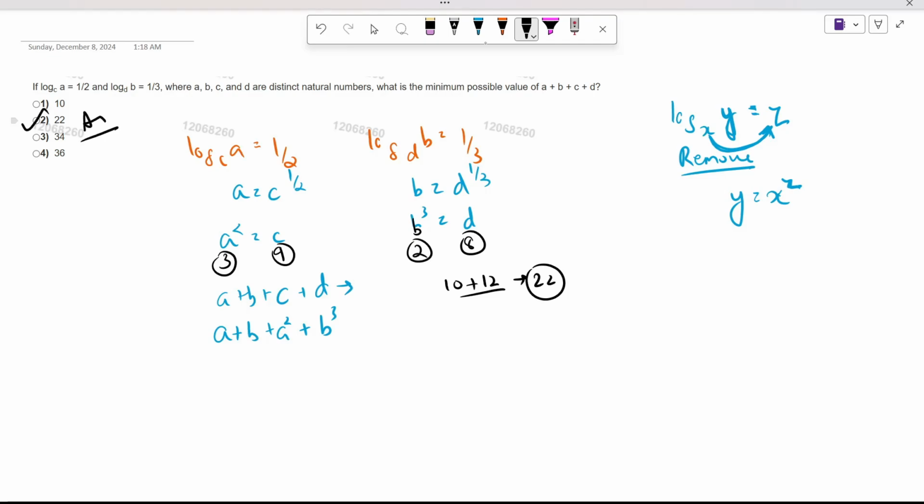So why have you taken 2, 8, 3, and 9? It was given that they are distinct natural numbers. The natural numbers start from 1, 2, 3, and go on. If I take 1 in any of the terms, 1 square is also 1 and 1 cube is also 1, so they would not be distinct natural numbers. So we'll just ignore 1. We'll start from 2, and 2 cube is 8, while 3 cube would be 27, and we need to minimize. So we'll take b to be 2, so b cube is 8, so d is 8, and a to be 3, and a square is 9. That would give us 10 plus 12, that is 22. That is the answer for this question.